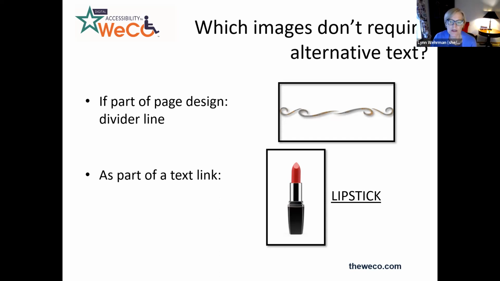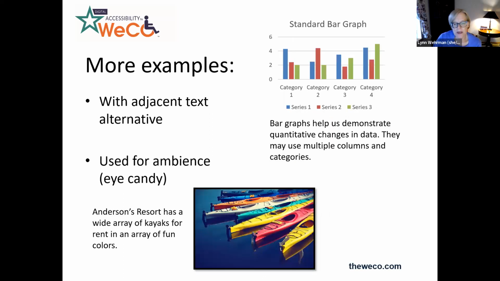Or if the image is part of a link. The example we're showing is a tube of lipstick, and next to a link marked lipstick, which might appear on a cosmetic or department store website. This link tells you what the image is, so there's no requirement to repeat the information in an alternative text tag. A few more examples include images with adjacent text describing it.